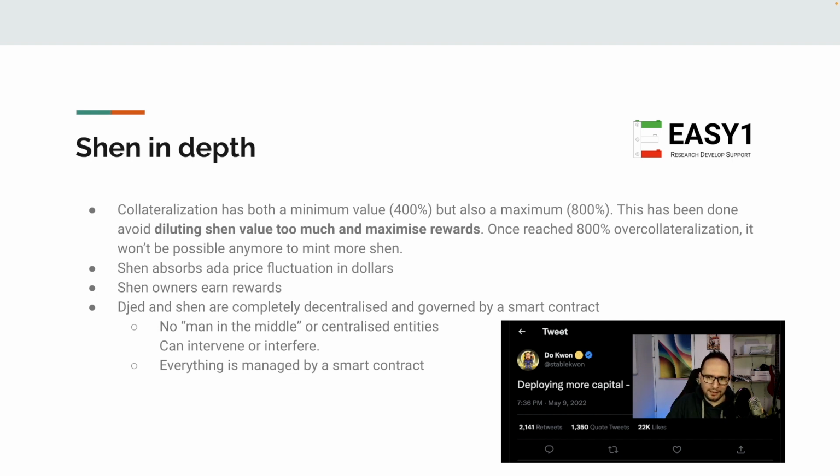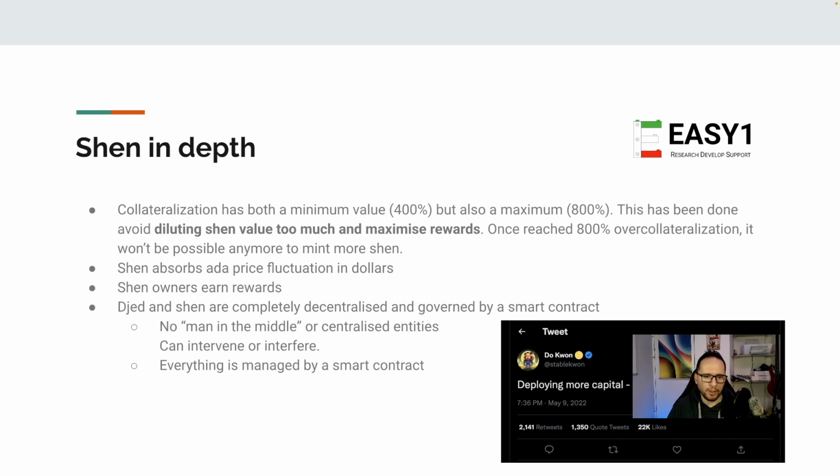So if we cap at 800%, it means that we are trying to maximize the rewards for Shen owners. And so this should keep the interest and the investment of community members to keep a healthy reserve of tokens within the Djed ecosystem. As we saw earlier on, once we reach 800% over-collateralization, it won't be possible anymore to mint any more Shen. Obviously, as mentioned before, Shen has been designed to absorb ADA price fluctuation in dollars. Again, the next slide is when we go into the simulator. This will be very, very clear.